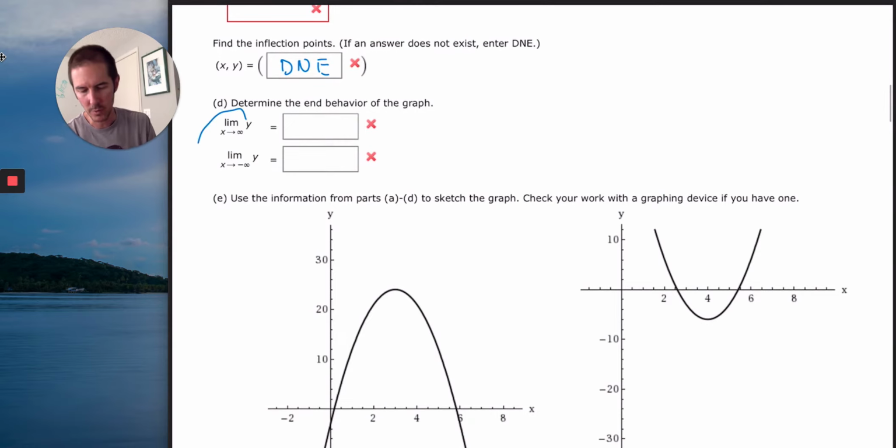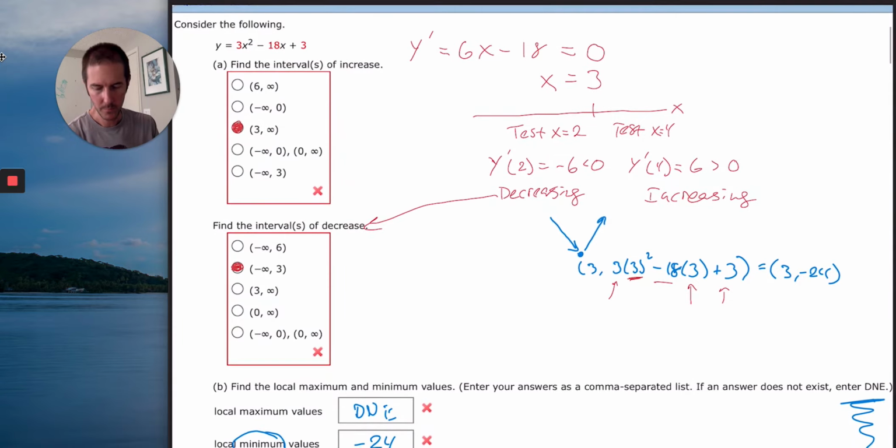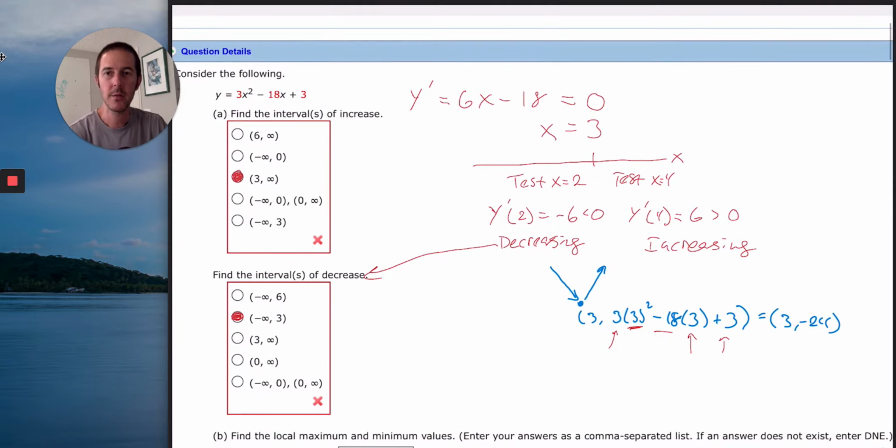And this is nice, we're given a hint. We're pretty much being told what it means. End behavior means what's going on with the y values as the x values get really large in the positive direction and then separately in the negative direction. Our original function, 3x squared minus 18x plus 3. You could take and apply the limit to this statement.